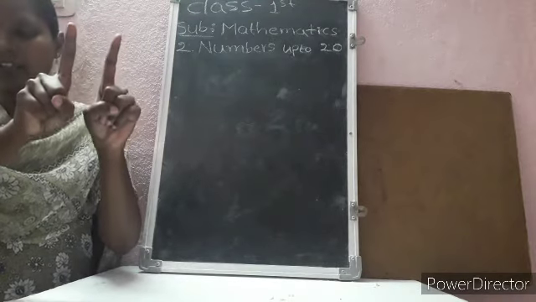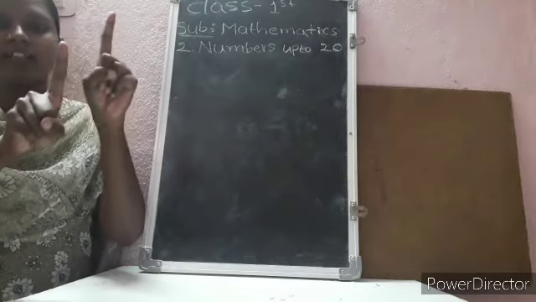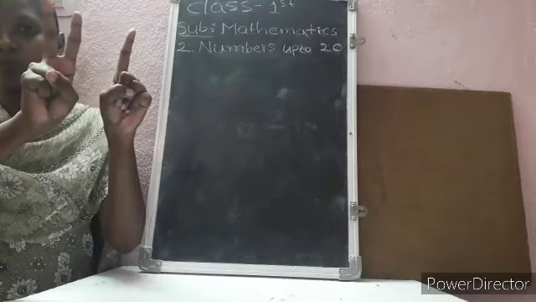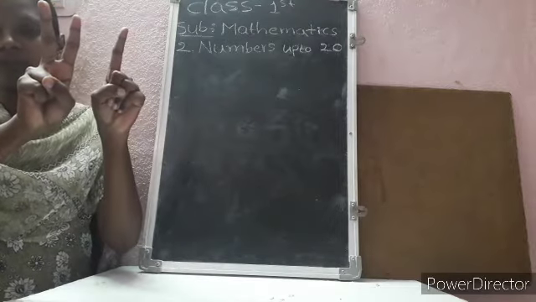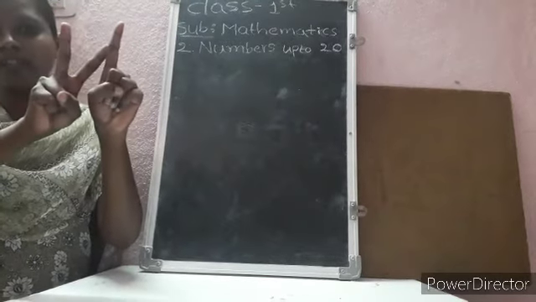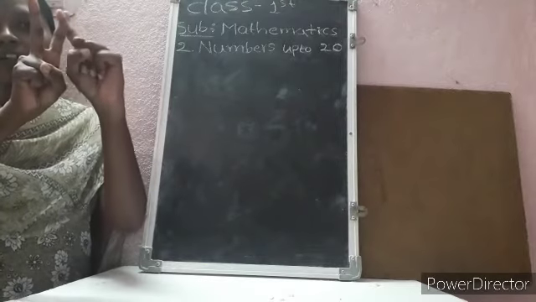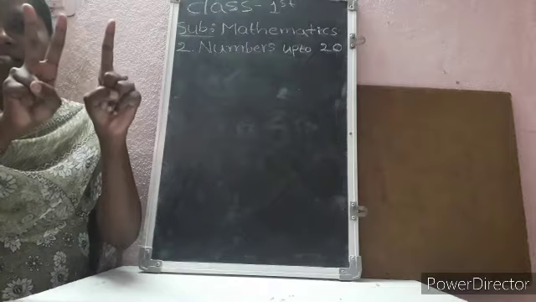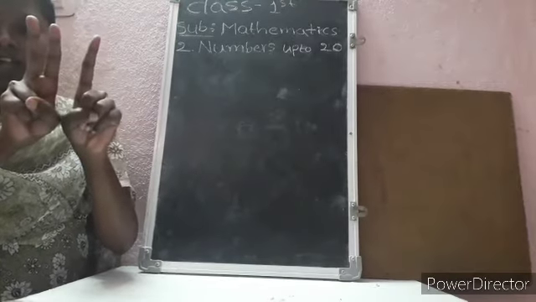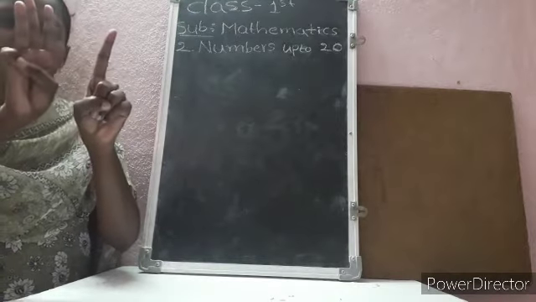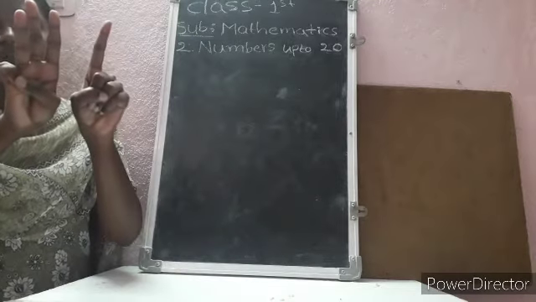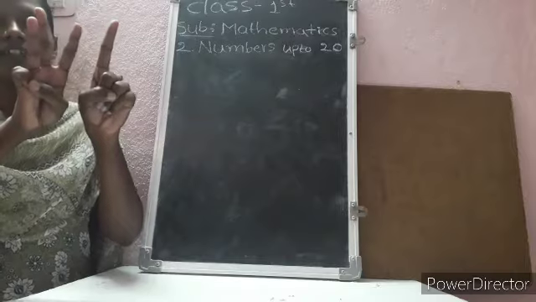E-L-E-V-E-N, 11. And next, if I raise 2 fingers, my right hand 2 fingers, what is the number? 10, 11, 12. T-W-E-L-V-E, 12. And next, if I raise 3 fingers, my right hand 3 fingers, so what is the number?